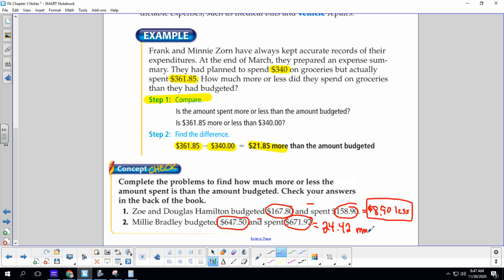So when you get a negative number, it's bad. It means you spent over your budget. And that's where you get in trouble. But we need to dial back on the groceries a little bit.